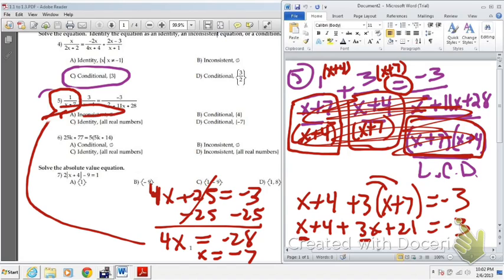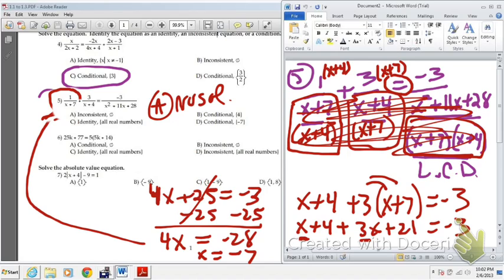It's A, right? Inconsistent, empty set. So, long story short, the answer to 5 is going to be A, no solution. That means it's an inconsistent equation. How come? Because we got to -7, but it's going to cause the original to be undefined.